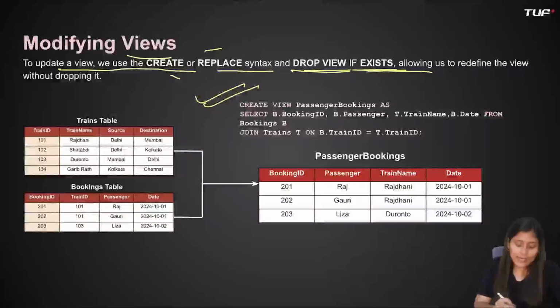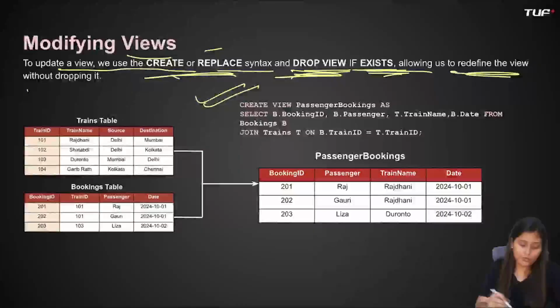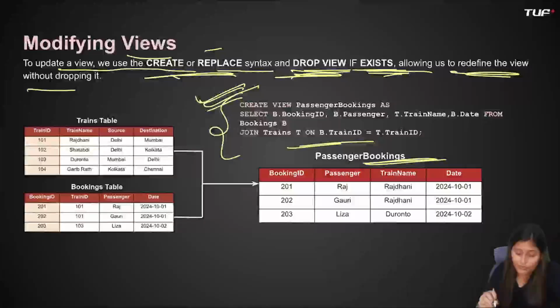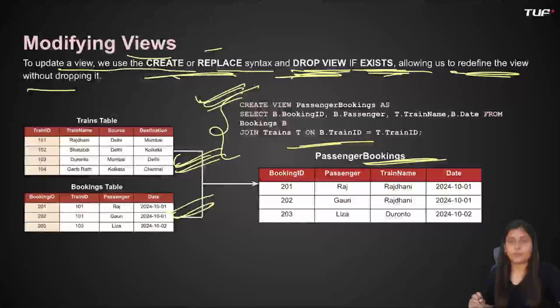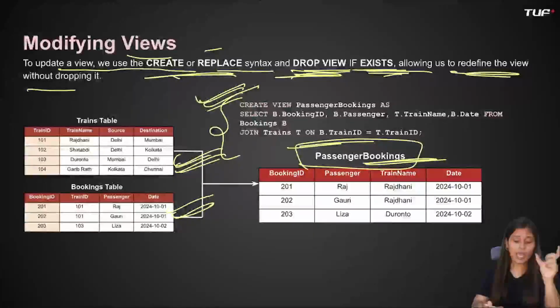You can either write the create or replace syntax, or you can say drop view if exists. So it allows us to redefine the view without dropping it. So let's see. First, this is a basic query, like how we can create the passenger bookings view, a normal view, by applying the join operation on these two tables. Okay, so you have created it now. Now you want to modify. Modify means, let's suppose you want to modify the name of the view. How will you do it?